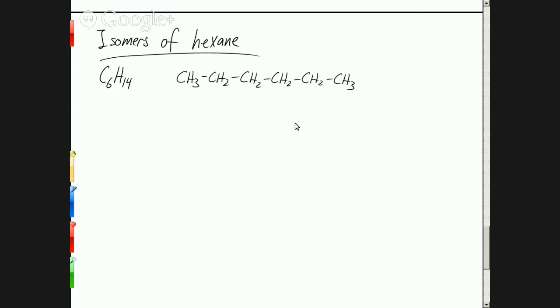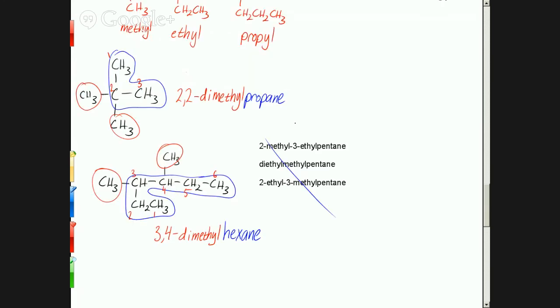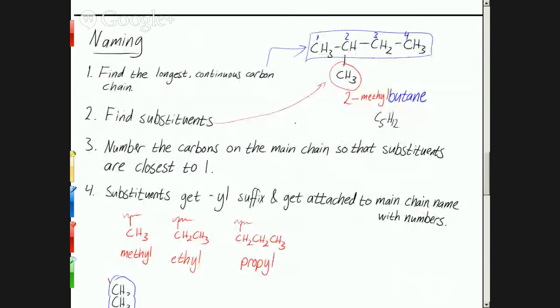Let's start. So let's start with the blue one here. What are the naming rules? Should we put them back up here? We've got to find the longest continuous carbon chain first. So what's the longest continuous carbon chain in this blue structure? 6. Kind of the entire thing, right? They all connect to each other.